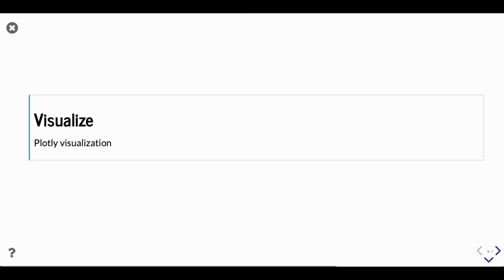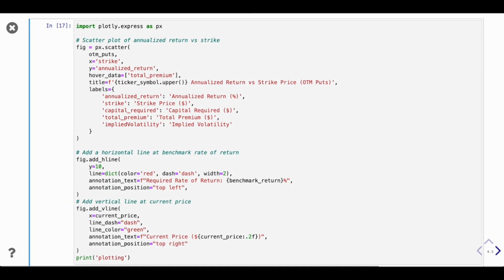Now, instead of looking at tables, it'll be much easier if we can visualize all the return data. So we can leverage the Plotly Python library. This library makes it very easy to create charts and also to add some interaction to the charts. So here's some basic code to create a scatter plot. You don't need to worry too much about the details, but just focus on the high-level concepts.